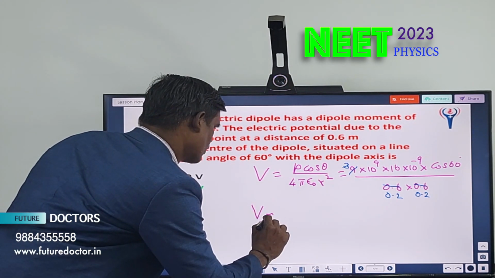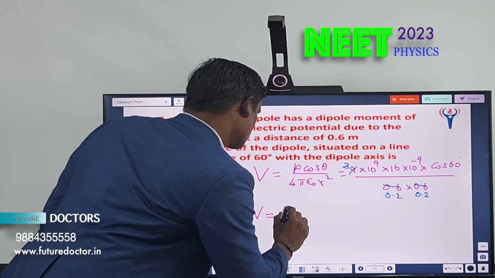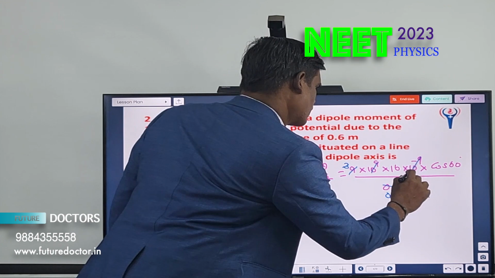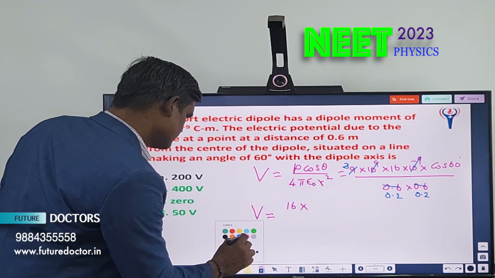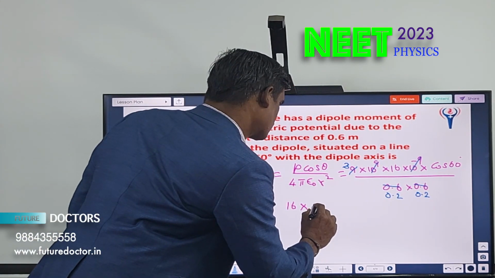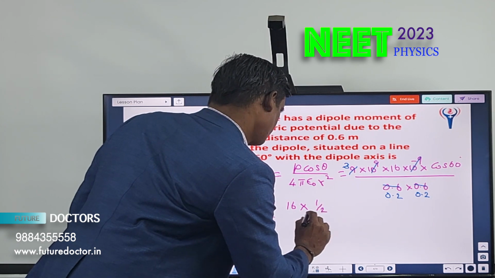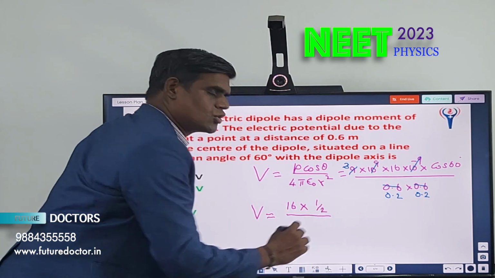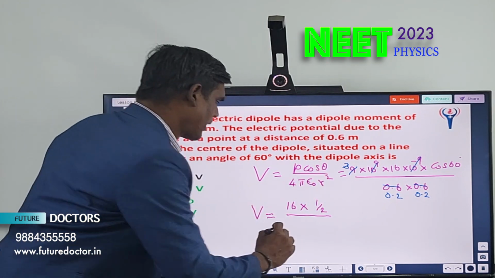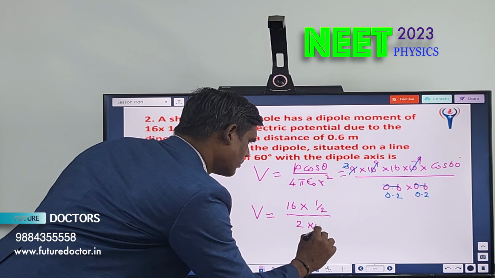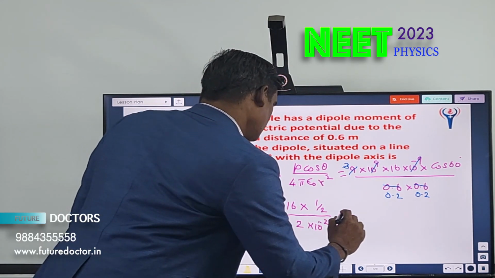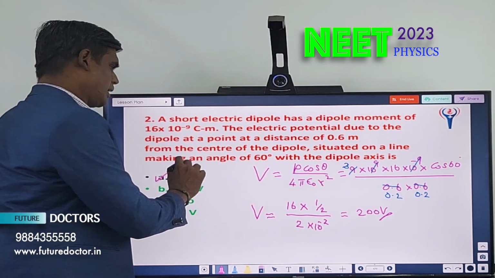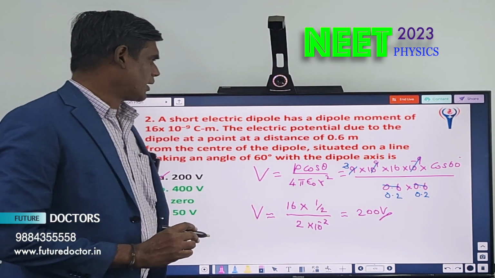Then V equals 16 into 10 power 9 into 10 power minus 9, which can be cancelled. 10 power plus 9 and 10 power minus 9 cancel. Then 16 into, what's the remaining thing? 1 by 2, divided by 0.2 into 0.2. 0.2 into 0.2 we can write as 2 into 10 power minus 1 into 2 into 10 power minus 1, that is 4 into 10 power minus 2. Then giving 200 volts. That is option A. Option A is the correct answer.